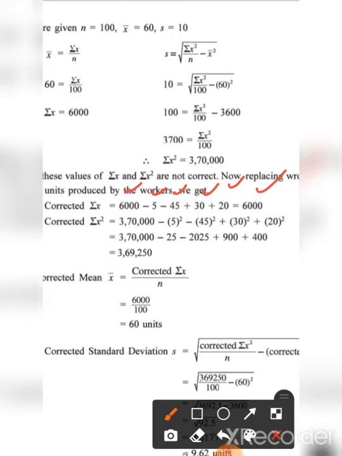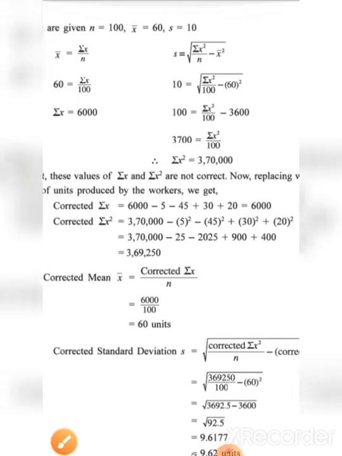Similarly, as you move on to find out the corrected sigma xi square, this 3,70,000 is your incorrect sigma xi square. Now you are going to deduct the squares of the wrong observations. Over here, they have taken the squares of the wrong observations. You will deduct them and you will add the squares of the correct observations. You will solve it, and you will find your corrected sigma xi square is 3,69,250.